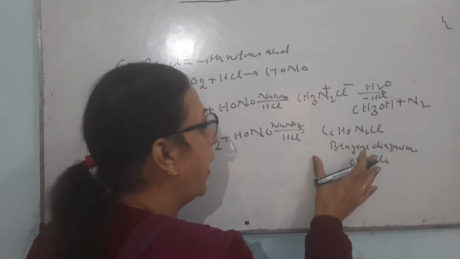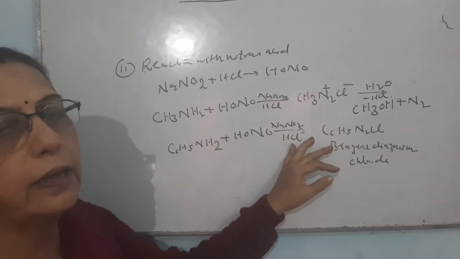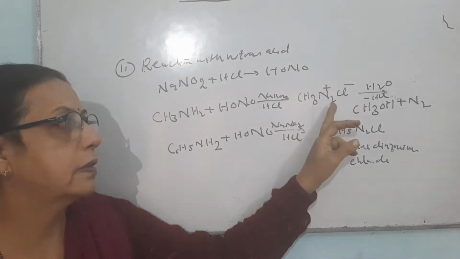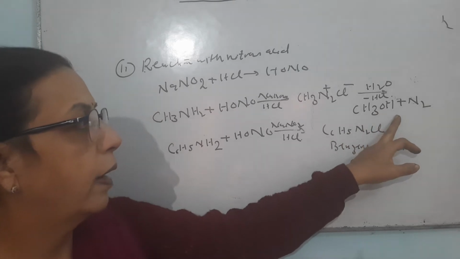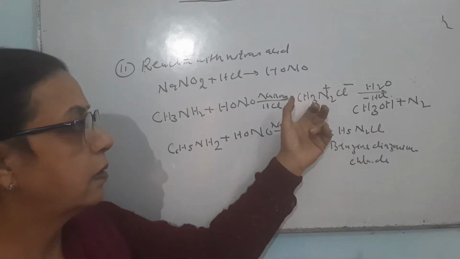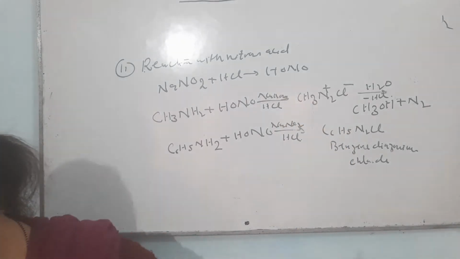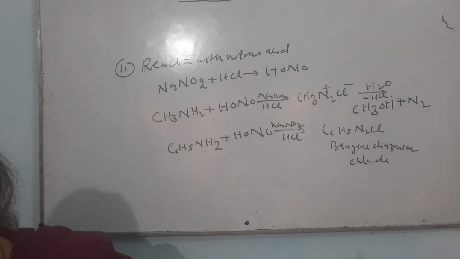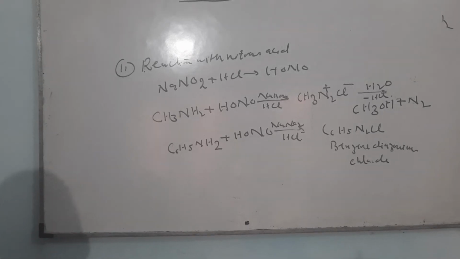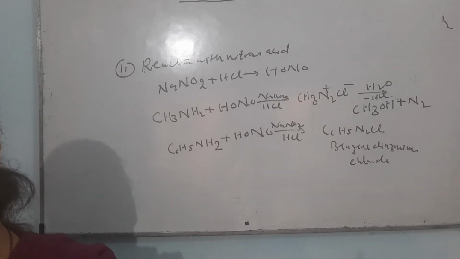It is a very reactive compound. It can be used for the preparation of a large number of compounds, and it does not decompose into alcohol and nitrogen like the aliphatic one. The aliphatic one is not stable, but the aromatic diazonium salt is a stable salt. So in this manner we can write the reaction. This reaction is given by primary amines. The secondary and tertiary amines react in a different manner with nitrous acid.